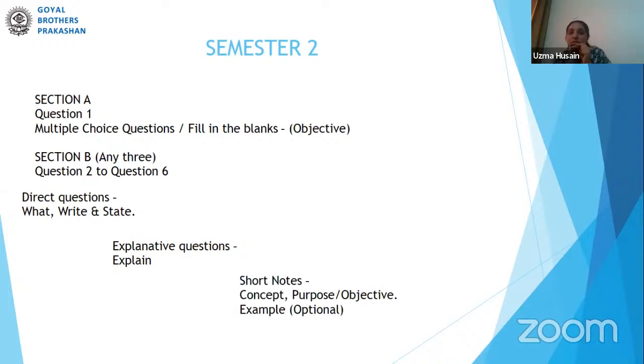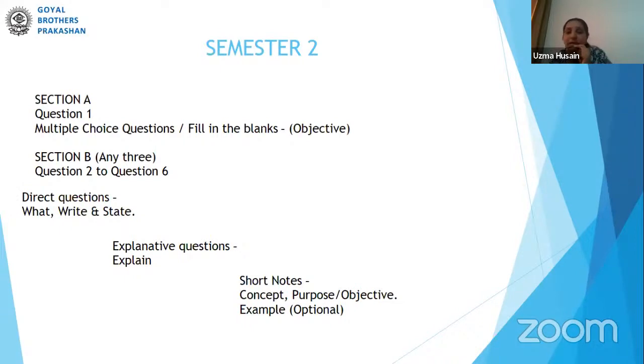Further on, short notes, as I told you, it is always important that we put it in a manner where we have the concept, the meaning. You write the meaning, then the purpose or objective. So purpose is where you put in the objective, the need of it. If no purpose or need is given, then the objective word will be given. Further on, if you want to add to your answer, you can mention the merits and demerits of the particular concept.